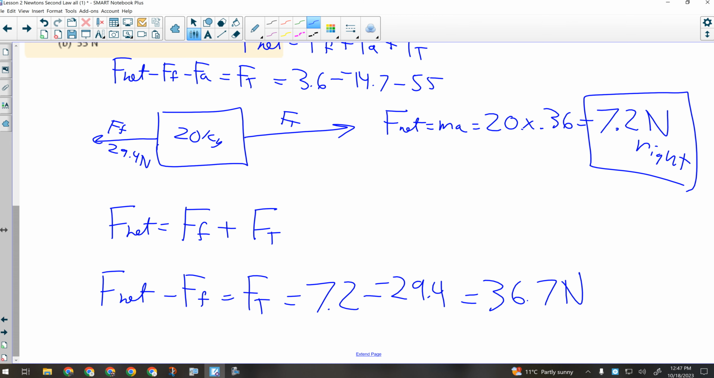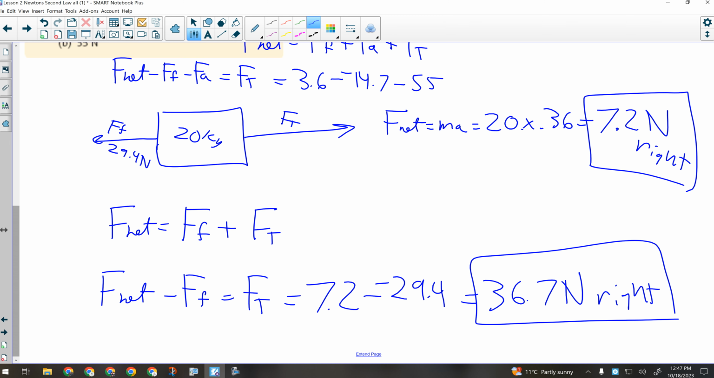Is that exactly the same number I got with the other box? Well, the two significant digits is only 37, but it's the same number I got, which is good. I should get the same number. It's the same rope, okay? You can't be pulling harder on one than the other.